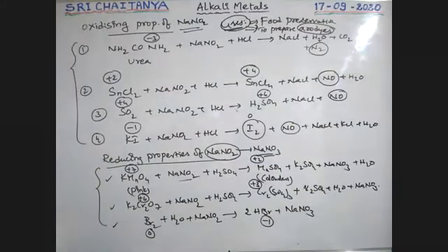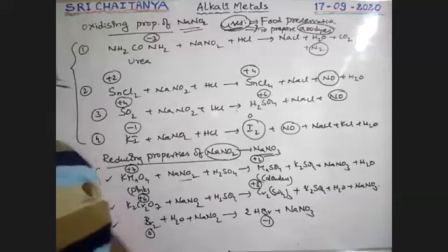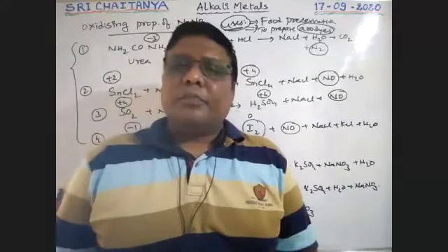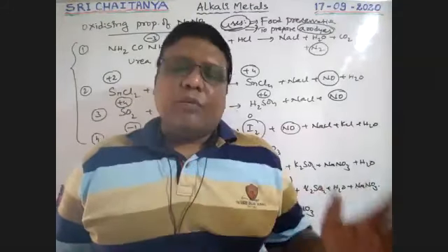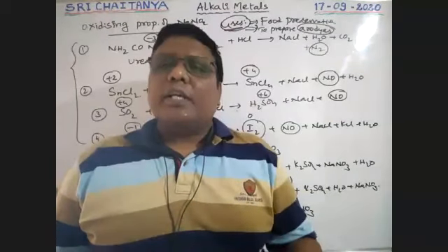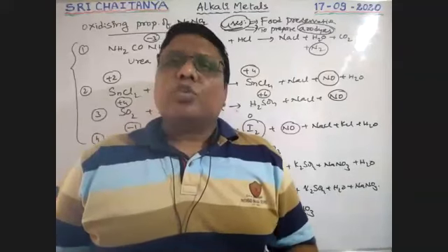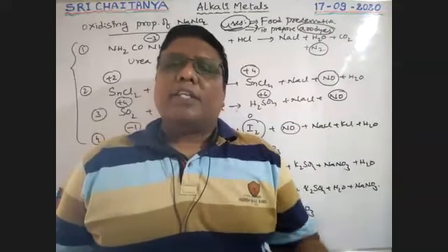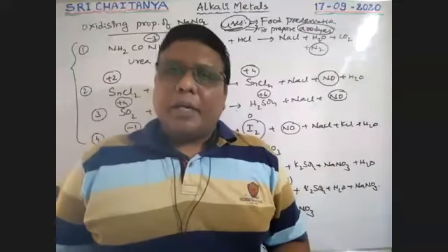So these are some preparation and properties of NaNO2, NaNO3 and some other chemicals. Two more chemicals are there, and some potassium salts. Tomorrow we will complete this alkali metals topic.